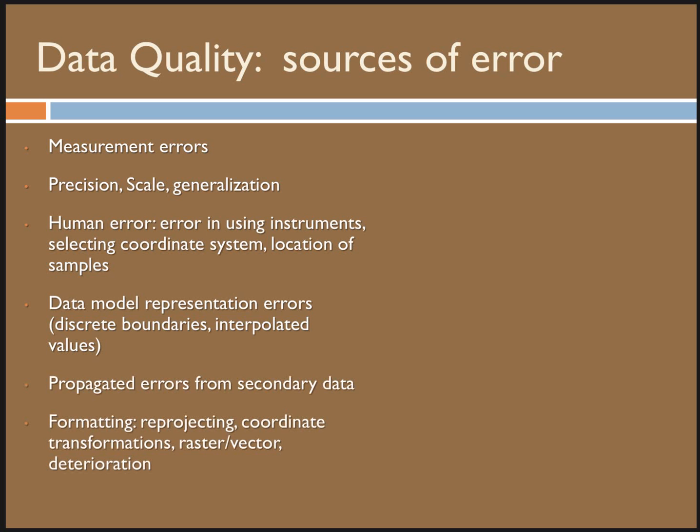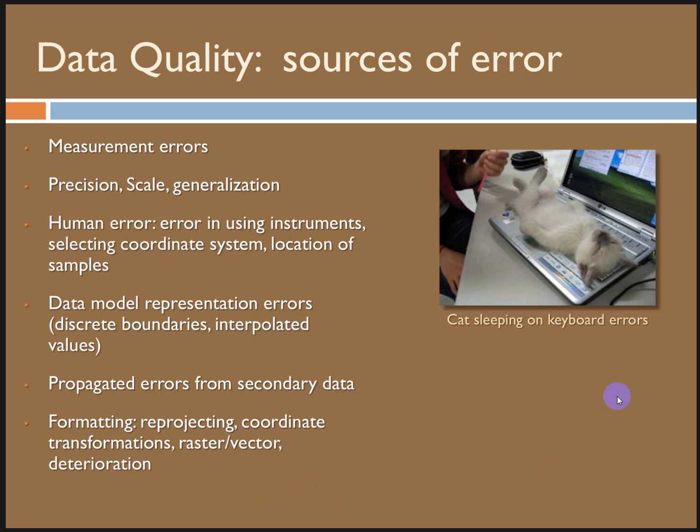We're going to talk about cascading effects and propagation in just a second. Formatting issues, and this is a big problem. This is where we can get into that kind of slow deterioration. We can reproject data incorrectly. We can do coordinate transformations incorrectly. We could be using the wrong datum. Conversions between raster and vector data. Getting into that deterioration. You can have cat sleeping on your keyboard errors, right?